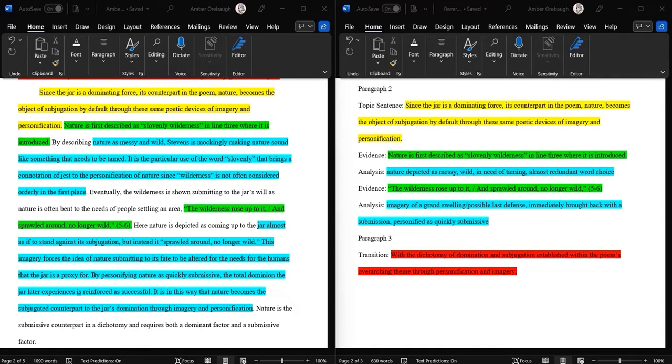I bring back that idea of dominating force again, and then I just introduce nature as the counterpart, and then kind of use the exact same wording, but instead now I'm saying object of subjugation and the same poetic devices of imagery and personification. So we can really see that there is a strong parallel between what I'm talking about throughout my essay, moved on to the next part, and that makes it a little bit easier on my reader to kind of go, oh yes, this is what we were talking about, got it, we're just on to the next thing now. So I'm continuing to strengthen my argument, right?